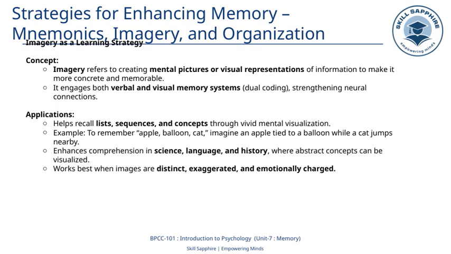Let's talk about imagery as a powerful learning strategy. Imagery involves creating mental pictures or visual representations of the information we're trying to remember. This makes the information more concrete and easier to recall. When we use imagery, we're engaging both our verbal and visual memory systems, a process called dual coding, which actually helps strengthen the neural connections related to that memory.